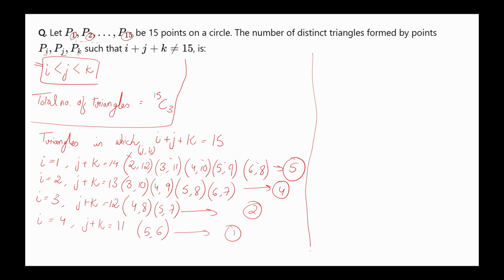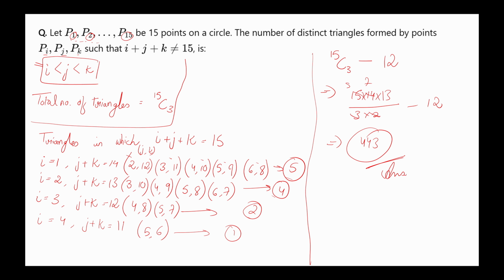So what would our answer be? As they had asked us the number of triangles formed by points in which i plus j plus k is not equal to 15, our answer would become 15C3, the total triangles, minus the number of triangles that are formed with i plus j plus k equal to 15. What are they? 5, 4, 2, which makes 12. Upon solving this, what do we get? 15 into 14 into 13 by 3 into 2, 3 fives are, 2 sevens are, minus 12. And from here we get our answer to be 443.